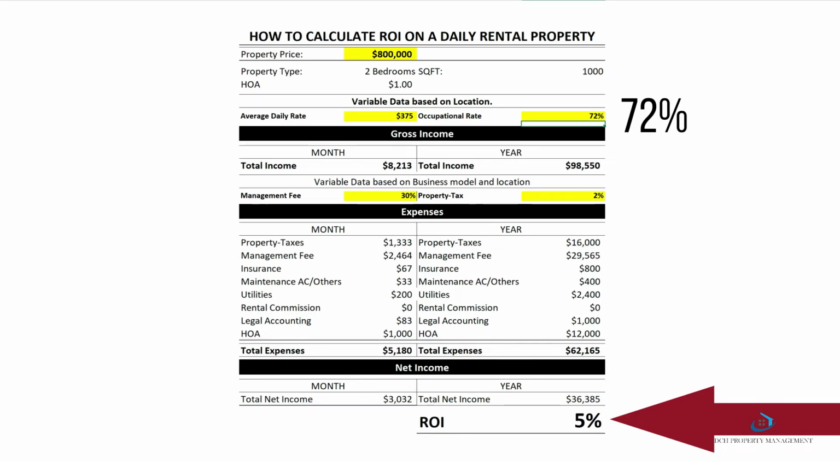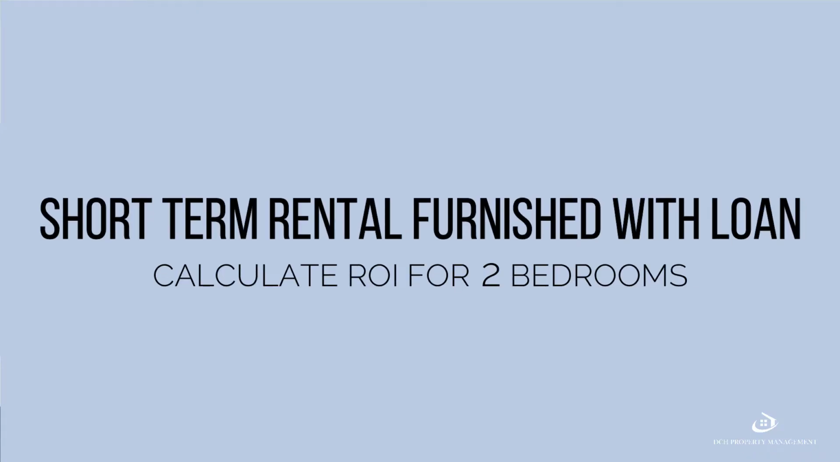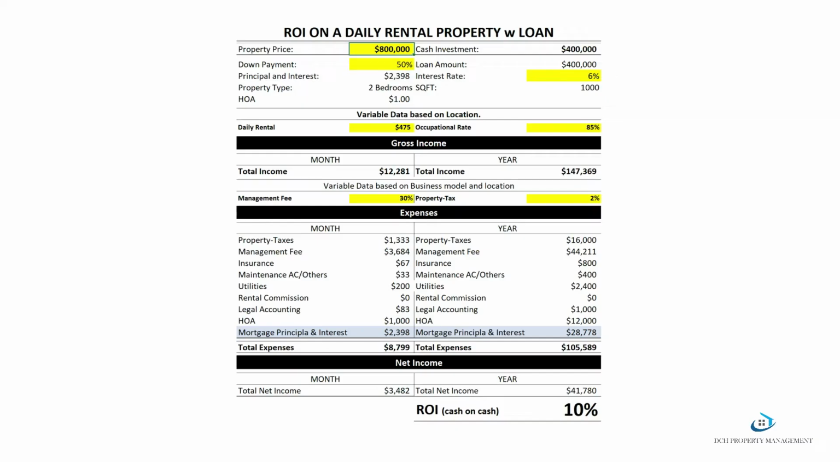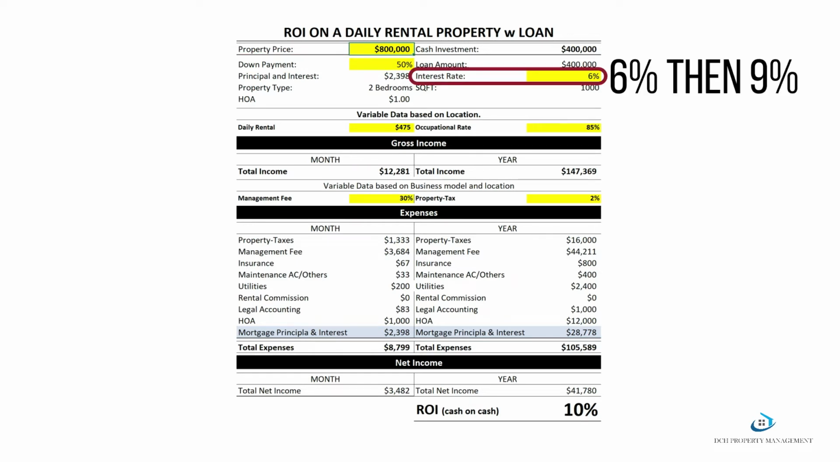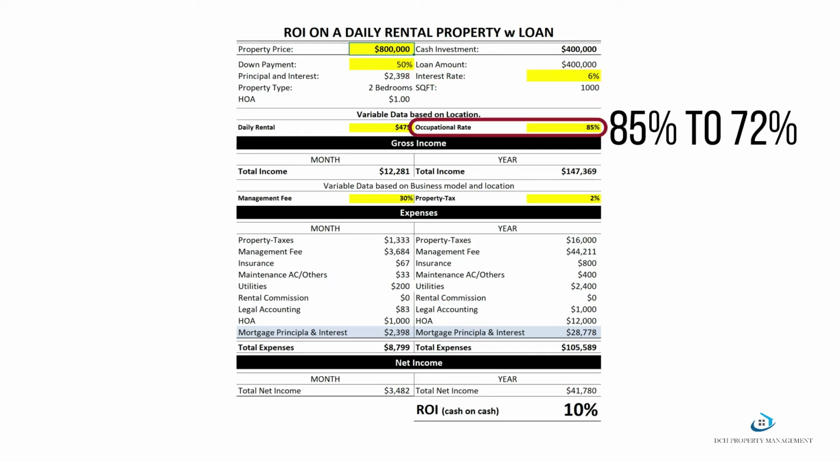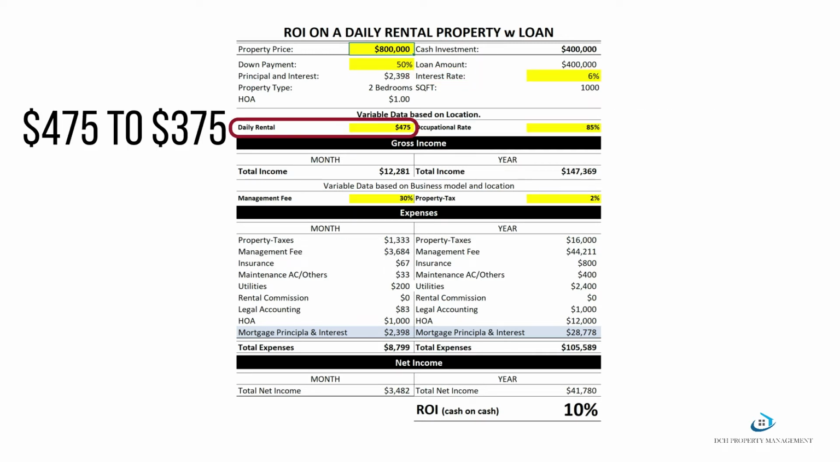Next, we will view the same scenario with a loan. Short-term rental furnished 2 bedrooms with a loan. Now, let's review the same example with a loan, where we have the exact values we had on the previous exercise, but now applying a loan. We are going to assume we have 50% deposits to keep it simple through all the exercises. We are going to review the same scenario with 6% interest rate and 9% interest rate. Then we will also change the occupancy rate to 72% and the average daily rate from $475 to $375.